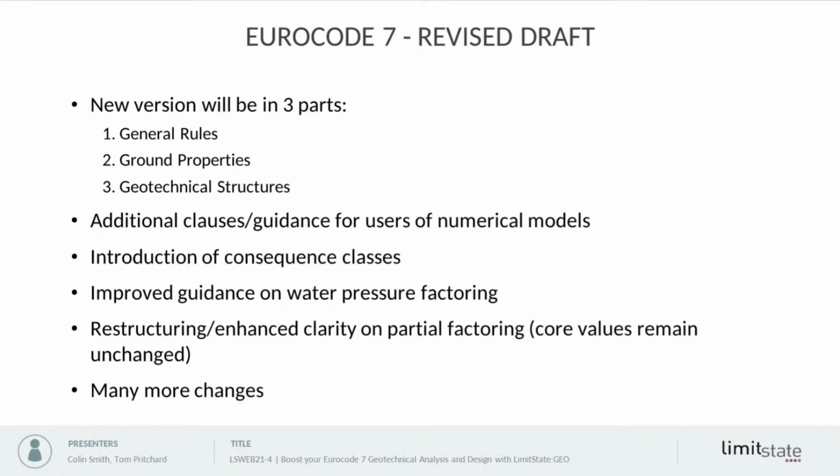There looks like there's going to be quite a few additional clauses and guidance for users of numerical modelers to make use of the code much clearer and hopefully much more simple for numerical modelers. We've got the introduction of what are called consequence classes that adjust the partial factors that you use depending on the consequence of failure. Much improved guidance on water pressure factoring. And a restructuring or enhanced clarity on partial factoring. Essentially, the core values have remained unchanged, but they're just being badged in a different way. And there are many more changes and inclusion of different types of problems, such as reinforced soil and rock mechanics.